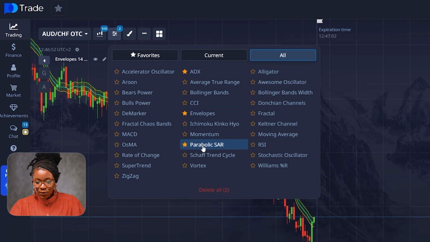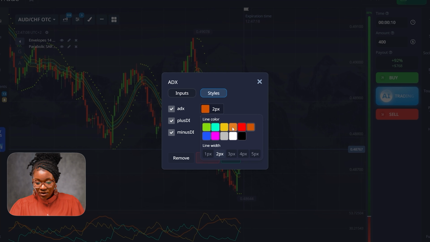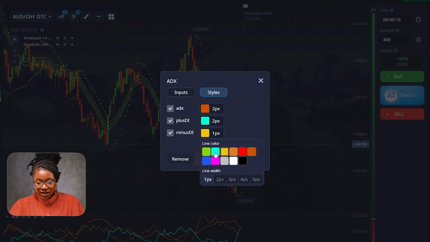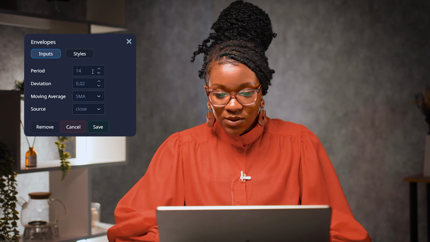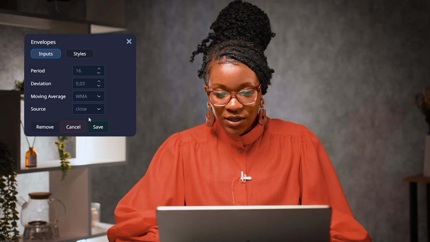Here we will set the value to 10. In the styles tab, we'll increase the thickness of the lines a bit so that we can see clearly. The next indicator is envelopes. Here we will set it to 16. Next we will set it to 0.003. Here we'll set it to WMA. Here we'll leave it open, increase the line thickness, and save.